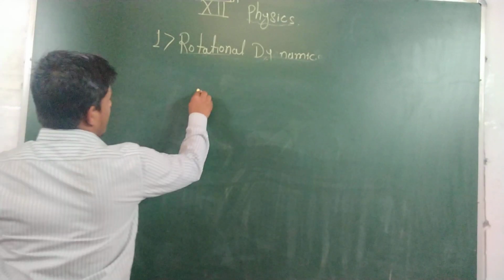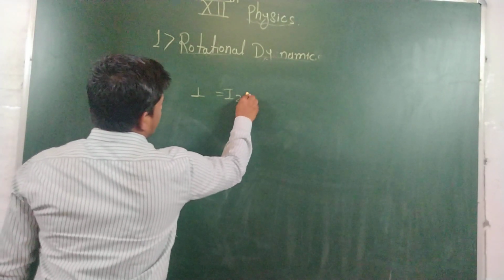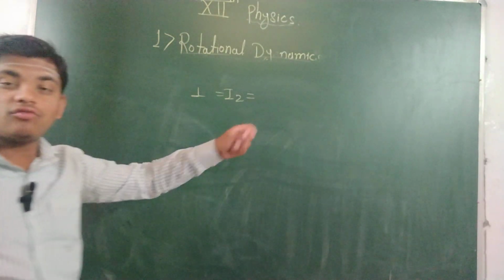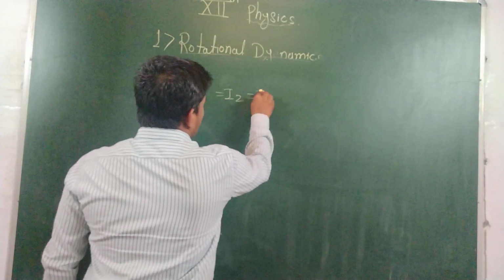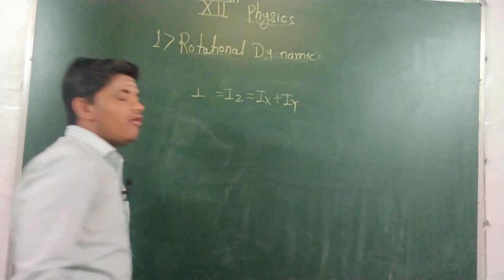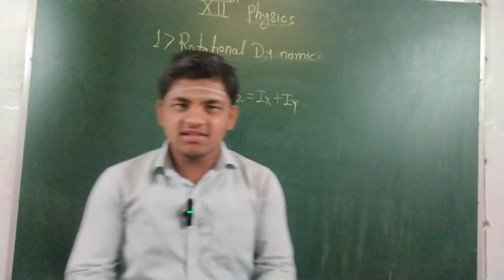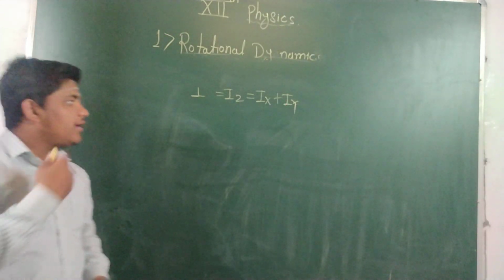The two theorems, the parallel and perpendicular axis theorems. I of z, the moment of inertia of the object around the axis which is perpendicular to the plane of that object, is equal to the sum of the moments of inertia of the object about the two axes which are in the plane of that object. This is the perpendicular axis theorem.